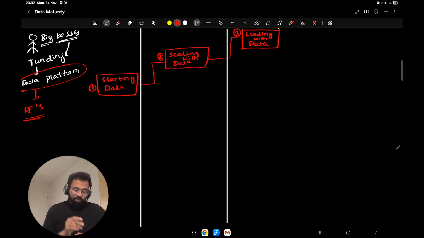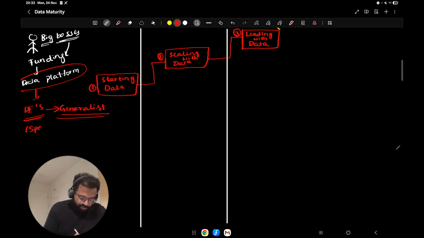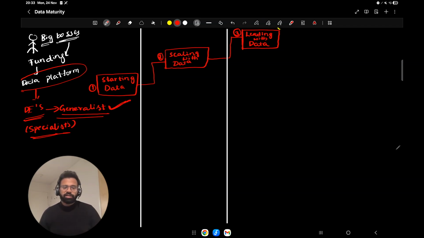But here is the catch. In this phase, the data engineers are more like generalists. I am using a new word, generalist. These people are not just specialists, these people are more like generalists. Here in this phase, there will be mainly generalists.